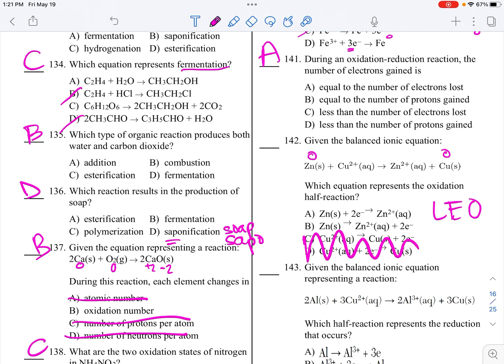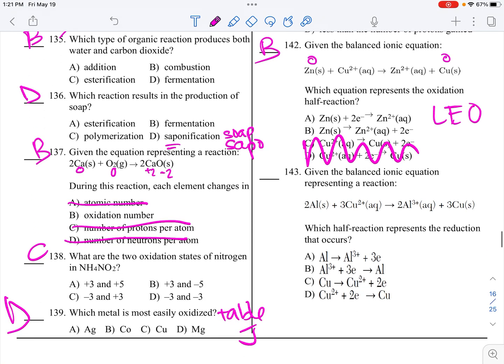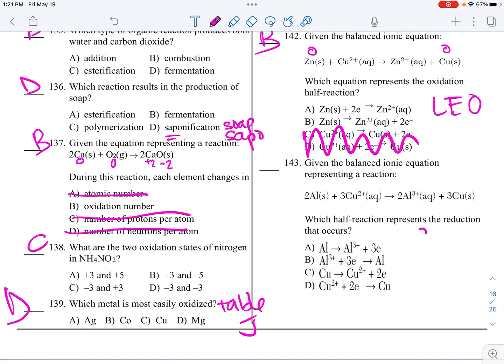It would be part B, because electrons are being spit out and the charge goes up, which is an oxidation. Which is a reduction half reaction? Gain of electrons is reduction. So who's gaining? And when you gain electrons, your charge goes down. So the copper is gaining electrons, and so we are at a +2, and now we're going to a 0, so it's D.